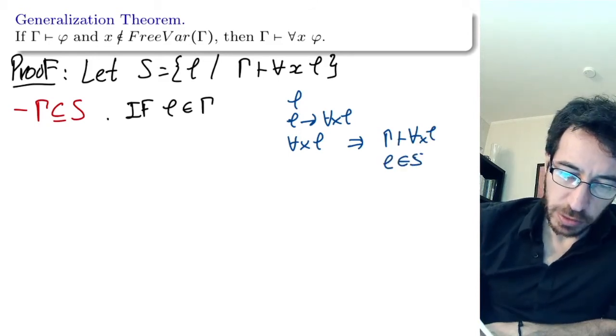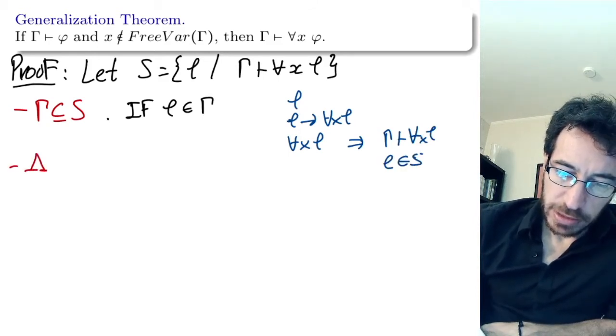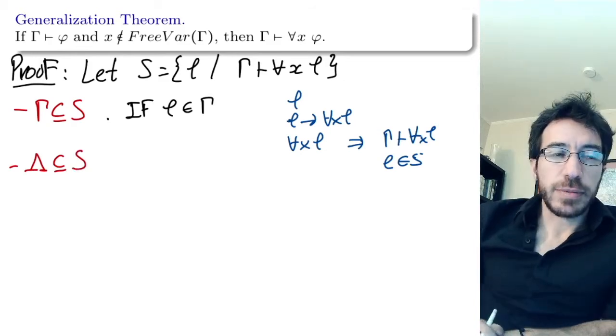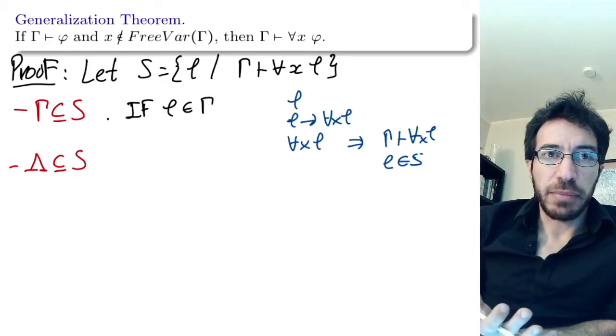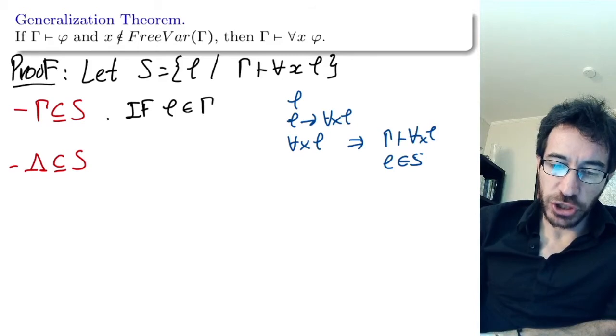Okay, so what about lambda being a subset of S? That's because if we have an axiom that belongs to S, we can include all generalizations, right?